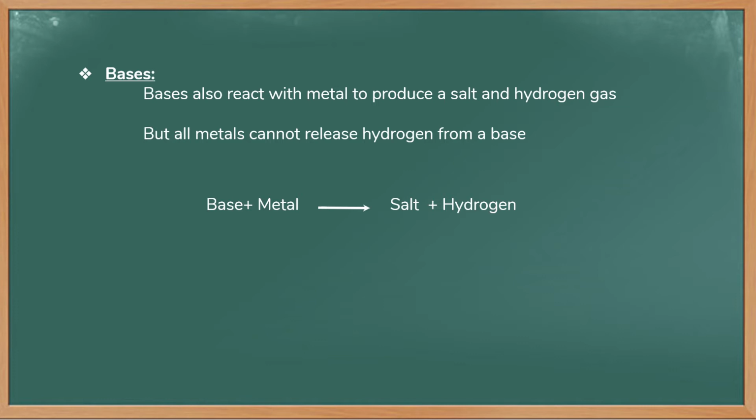Similar to the acids, the bases also react with metals to produce a salt and hydrogen. All metals cannot release hydrogen from bases. In the example, we see the reaction between a base, sodium hydroxide, and the metal zinc. The reaction releases hydrogen from the base, and the remaining ions produce the salt called sodium zincate.